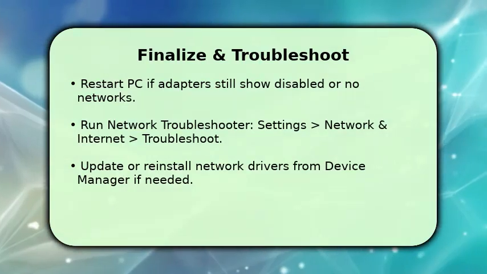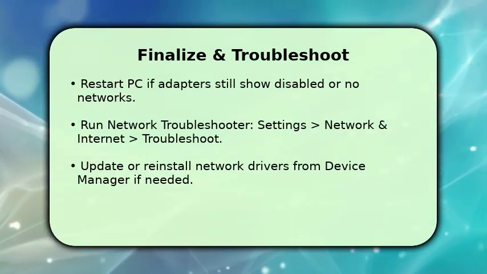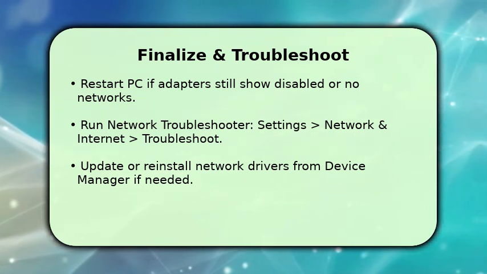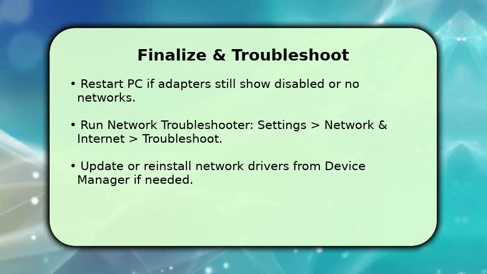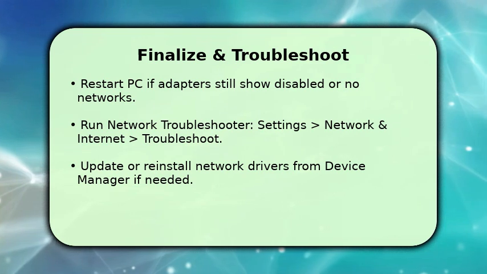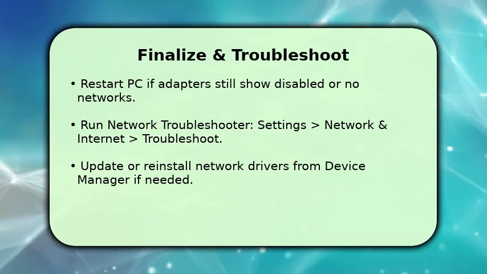To finish, verify you can see available networks and connect to one. Make sure Wi-Fi and Bluetooth icons are active. If connectivity fails, restart the PC first. That clears transient issues. Once restarted, run the built-in Network Troubleshooter via Settings, Network and Internet, Troubleshoot.